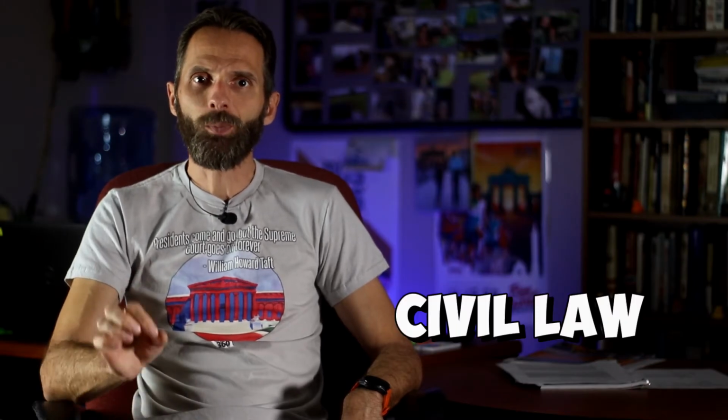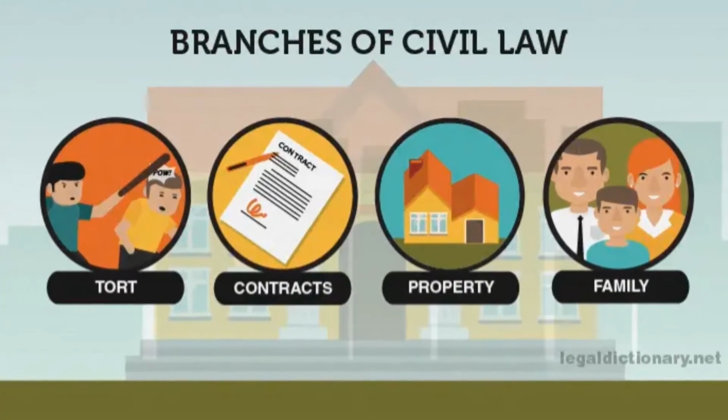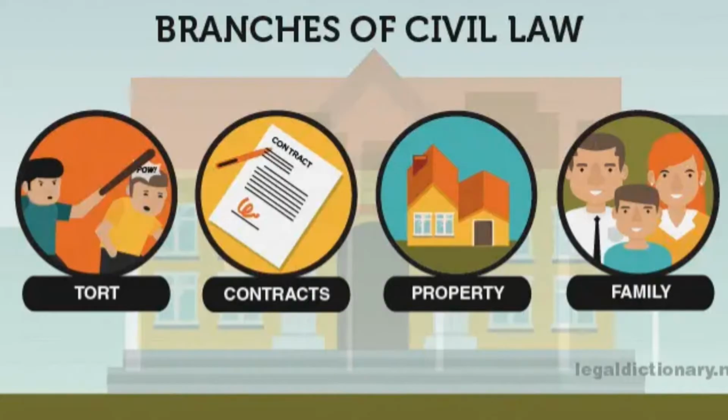Now, let's discuss the types of law. One type of law is civil law, which deals with disputes between individuals or entities. Civil law covers a broad range of matters such as contracts, property, torts, those are civil wrongs, and family law.